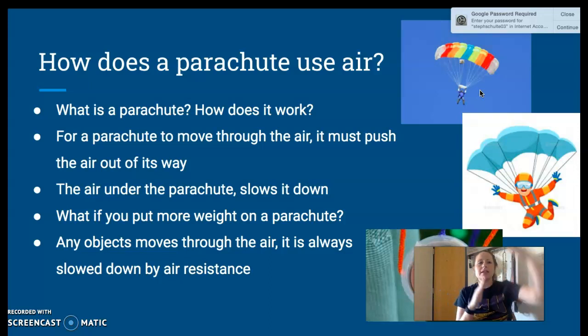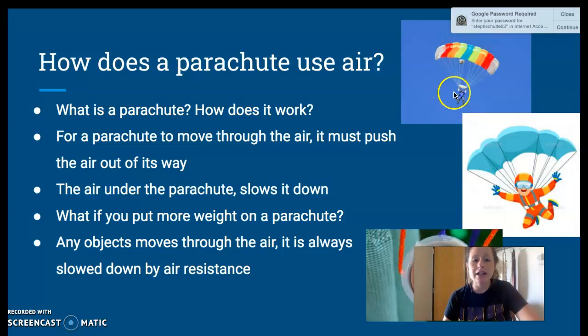The air, this is the parachute, and the air is pushing up, making the parachute come down a little slower. So if you have a big parachute, you're gonna have a lot of air pushing at it. If you have a small one, you're not gonna have much air pushing down on it. The air underneath the parachute slows it down. What if you put more weight on the parachute? So this man, what if you put 4 or 5 people on this parachute? Would it go faster or slower?